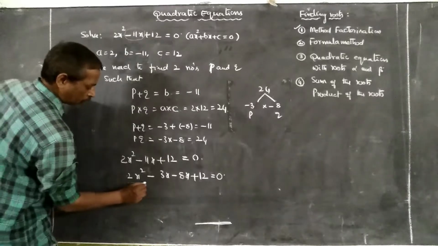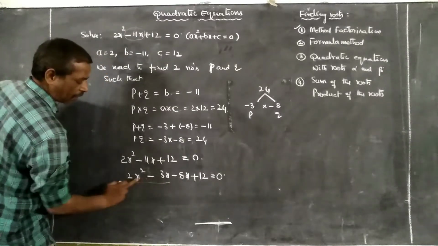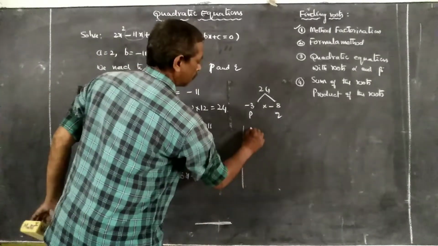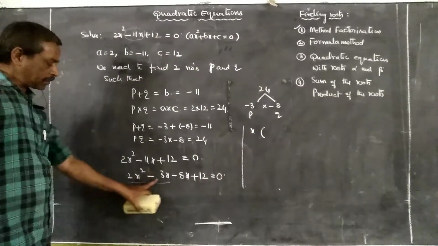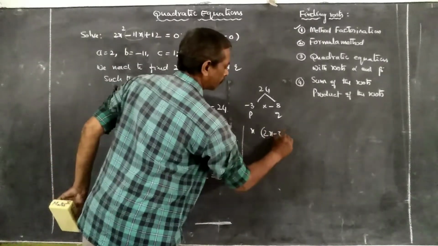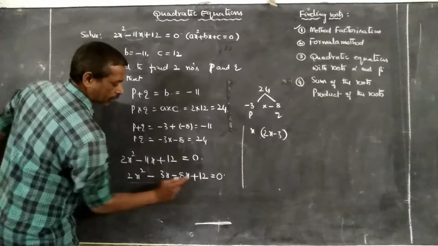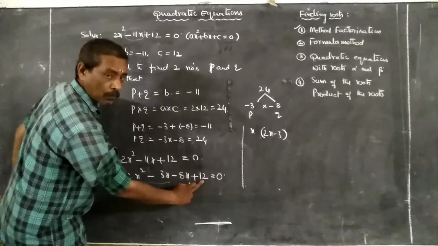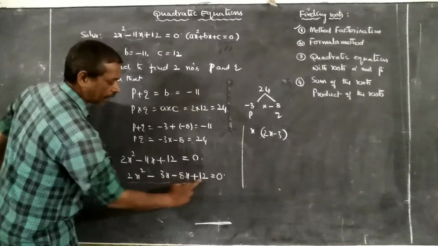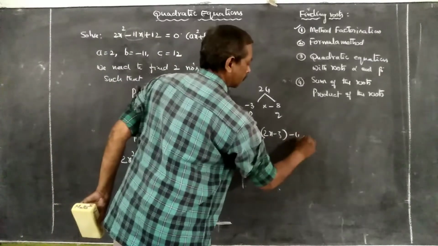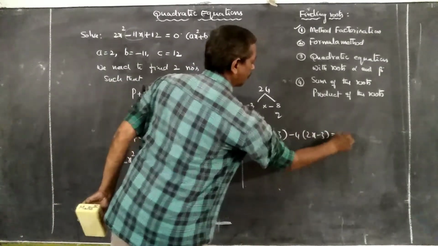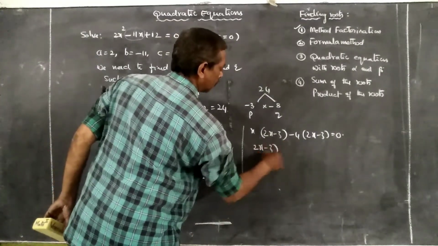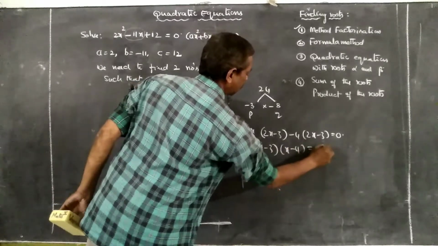Now consider the first two terms. We can take x as common. That means x is a factor. So x into 2x minus 3. And from these two terms, minus 4 will divide: minus 4 twos are 8, minus into minus 4 into minus 3. So we can take minus 4 as common, 2x minus 3 is equal to 0. Again, 2x minus 3 is common, into x minus 4 is equal to 0.